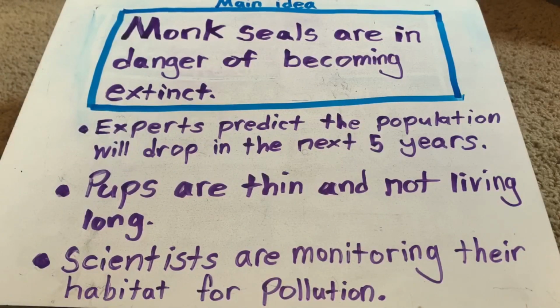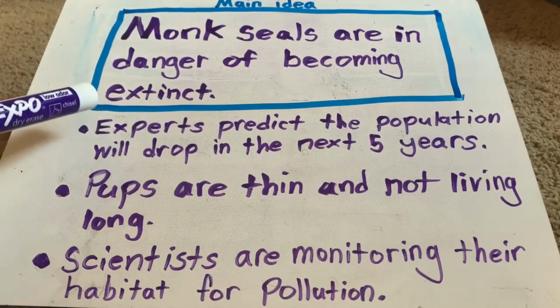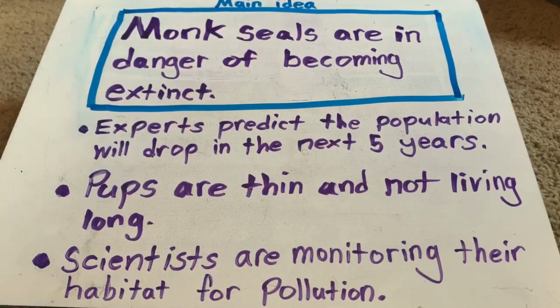So my main idea is what my text is trying to tell me. These supporting details prove that my main idea is correct and is true.